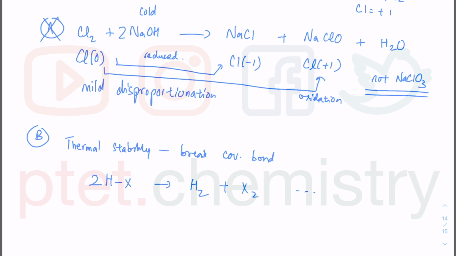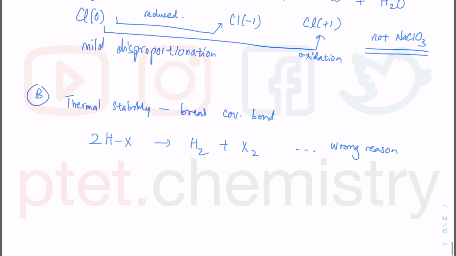And then the reason they give is about electronegativity. So it's the wrong reason. It is not to do with electronegativity. It's to do with bond strength. It's to do with the covalent bond strength that you can get from the data booklet.